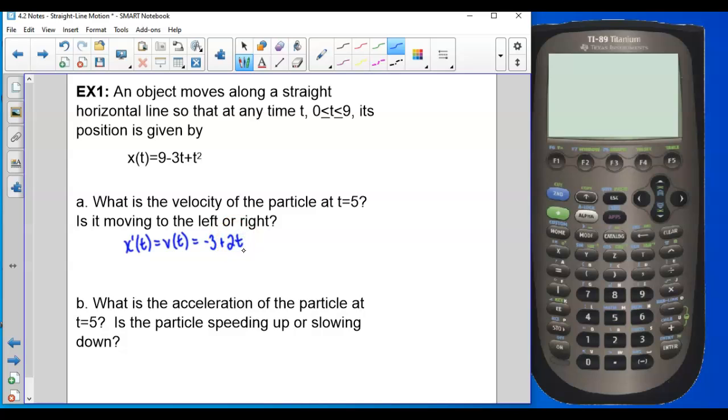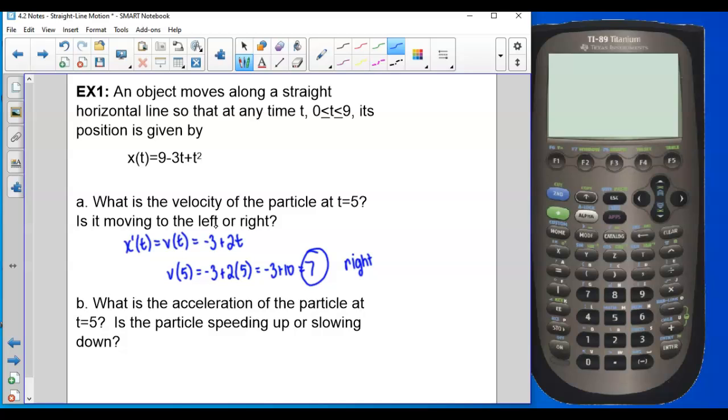And so if I want to know the velocity at t equals 5, I just need to plug 5 into this. So v of 5 will equal negative 3 plus 2 times 5. And I will have negative 3 plus 10, which will give me 7. So our answer here is 7. The question also asks if the particle is moving to the left or to the right. And so if velocity is positive here, the answer is going to be right. If velocity is negative, the particle would be moving to the left.